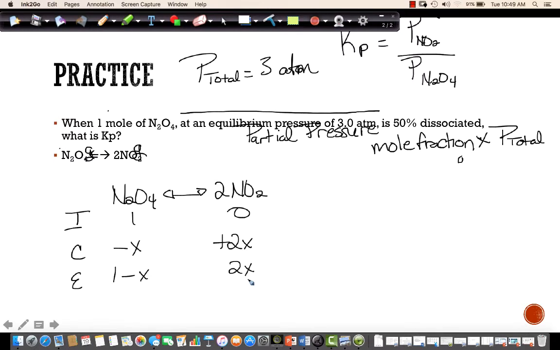Well, I do know something. I know that 50% of this will decompose. So if 50% is what's changing, x is going to be 50% of what we started with. So I'm starting with 1 mole, so 50% of that should be 0.5. So x is actually going to be 0.5.